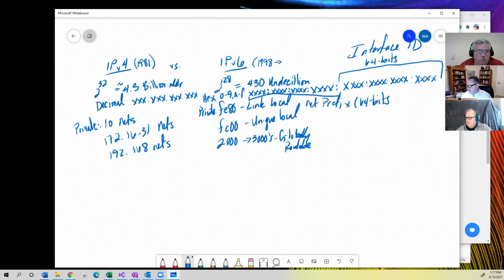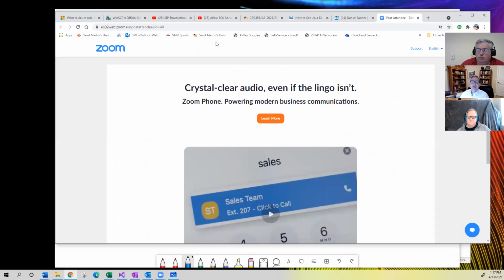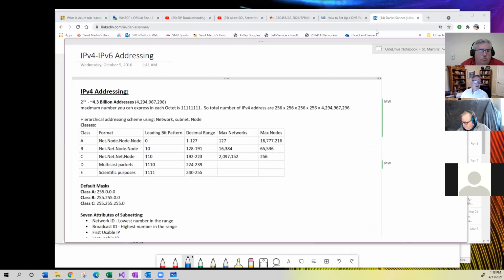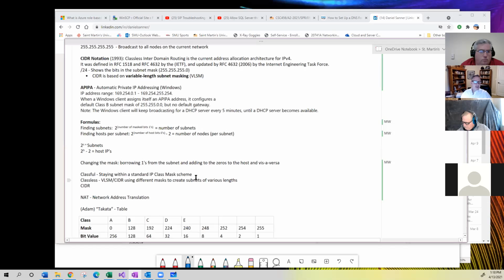In fact, you have some notes on this in Moodle. You can go to Moodle. And what is the first section of 64 bits called again? It's actually called the network prefix. And the second part is the interface ID. Let me pull this out and show you this. Here we go.